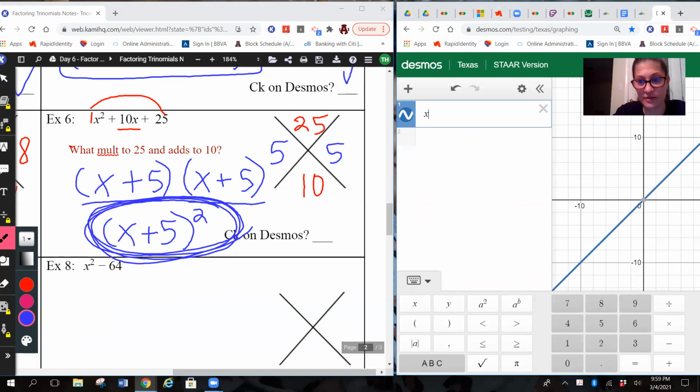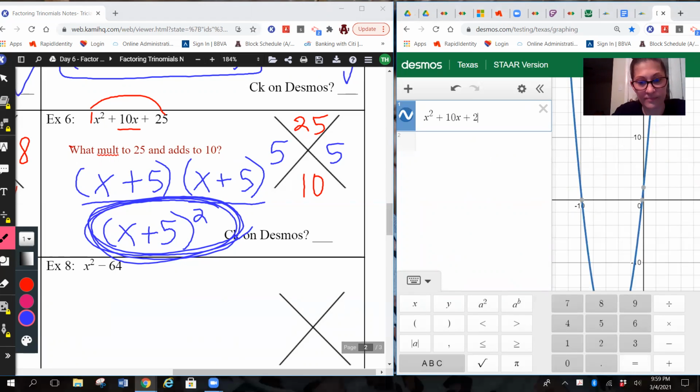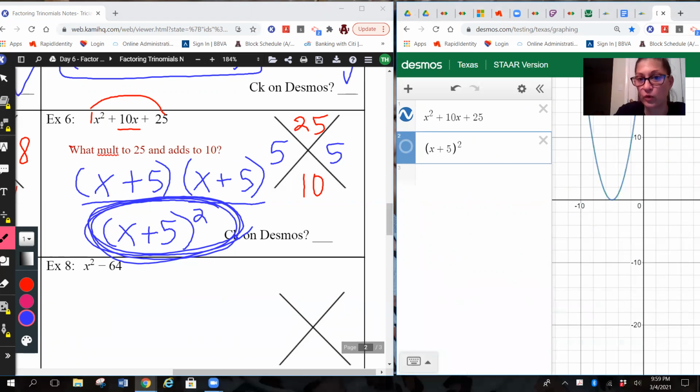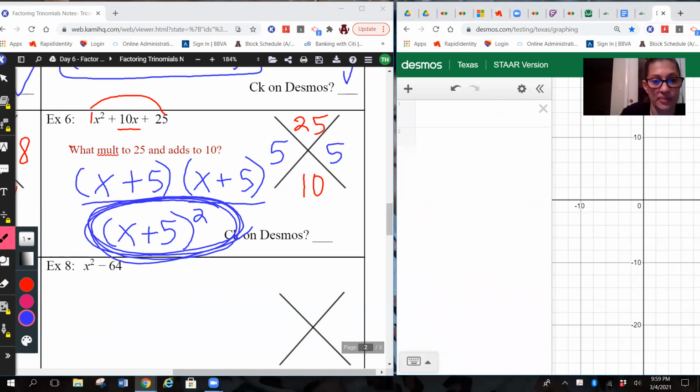First, we type in the original question. And then we type in the answer that we got. And those do match up. The green overlaps the blue. Checked on Desmos.